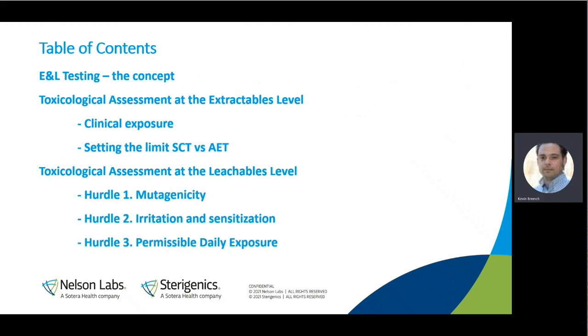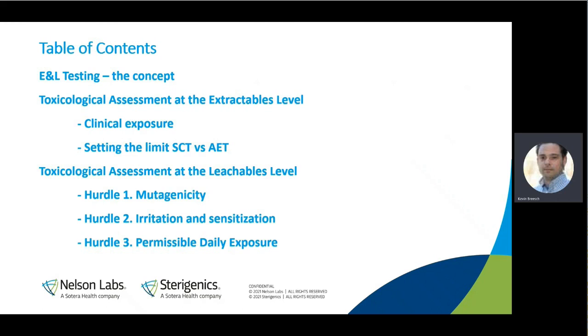I will first start with the concept of E&L. What is the difference between an extractable study and a leachable study? Then I will indicate what concepts you can apply to evaluate the extractables level, how to assess the clinically relevant exposure of extractables, also to set the limit from which level on these extractables can become a concern, and how you translate it to an analytical reporting limit, the AET value. Further on, we will conclude with the toxicological assessments of leachables themselves, and the three hurdles to be taken being mutagenicity, irritation, and sensitization, and finally, the permissible daily exposure.